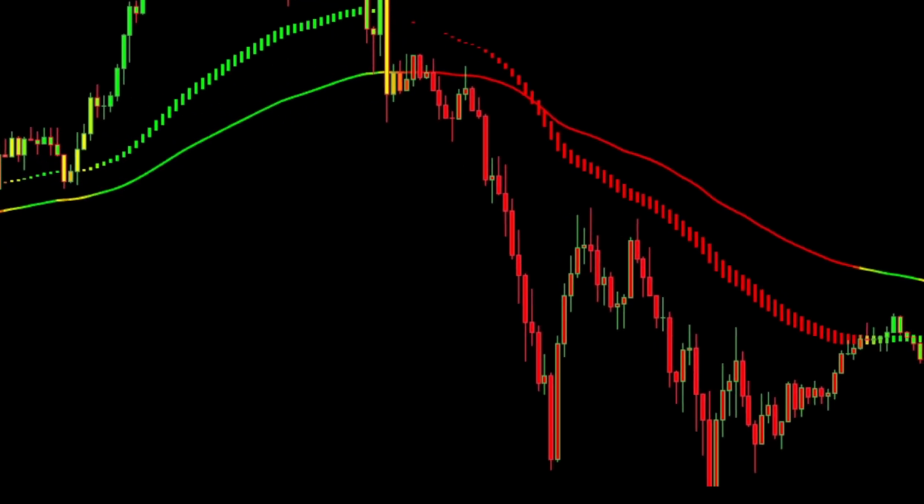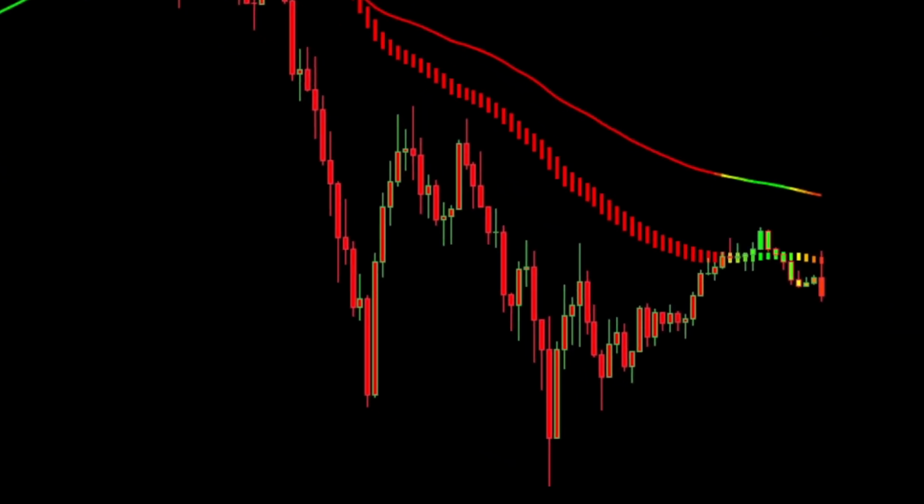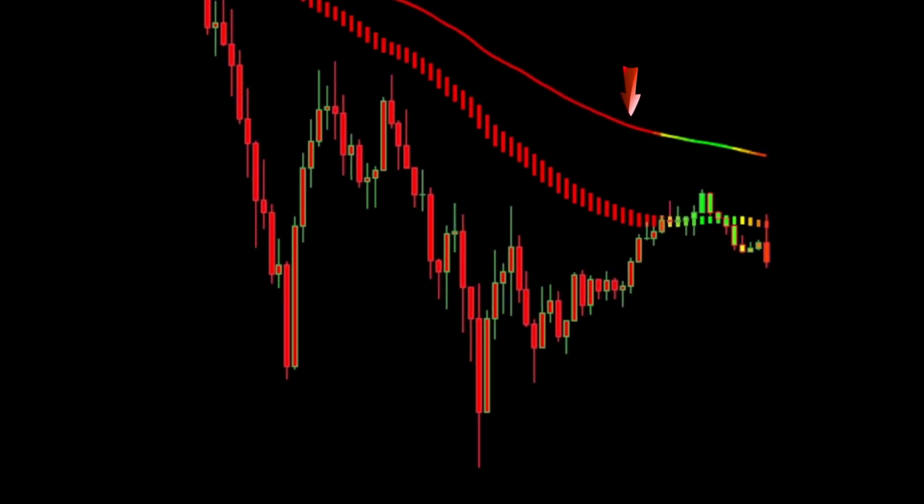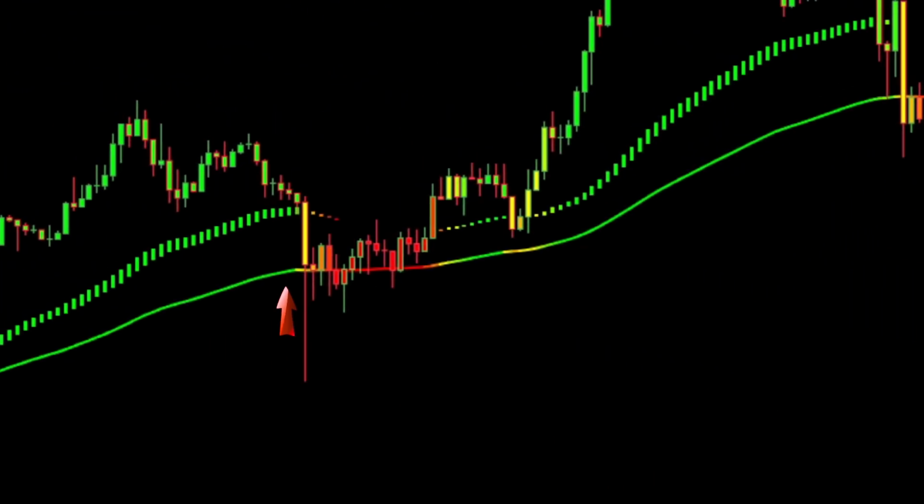Here are a few examples of invalid buy and sell signals. When the trend is bearish and there's a transition from a red candle to a yellow candle, it signals a buy. However, if the yellow candlestick closes below the MA line, this is not a valid buy signal. When the trend is bullish and there's a transition from a green candle to a yellow candle, it signals a sell. However, if the yellow candlestick closes above the MA line, this is not a valid sell signal.